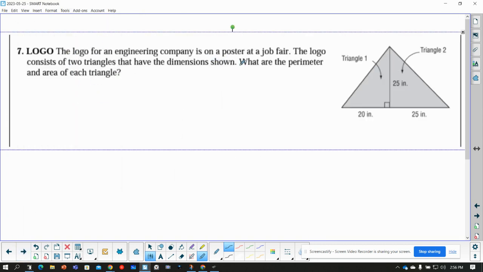All right, the logo for an engineering company is a poster at a job fair. The logo consists of 2 triangles, with dimensions shown. What are the perimeter and area of each of these triangles? All right, so this is the last one, but let's finish it out here.